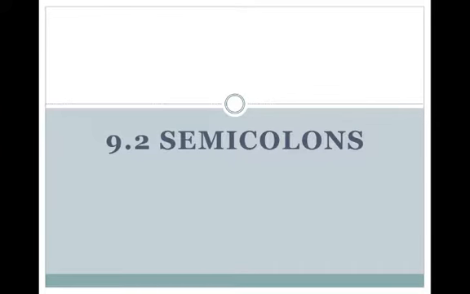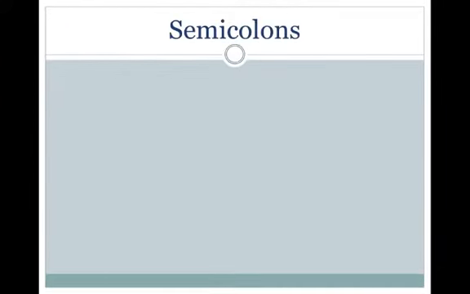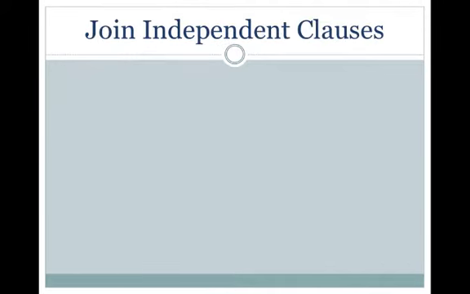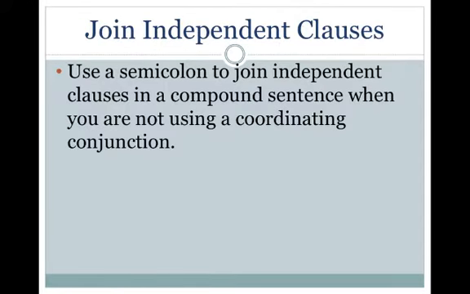Video 9.2, Semicolons. A semicolon signals a pause that is longer than a comma's pause, but shorter than a period's. Use a semicolon to join independent clauses in a compound sentence when you are not using a coordinating conjunction.